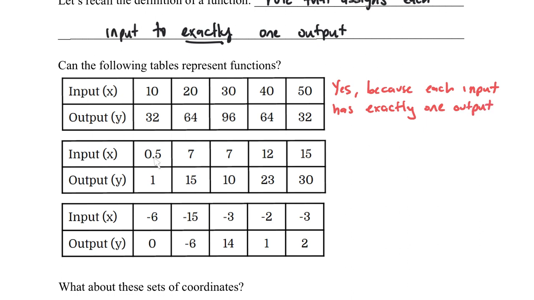In this next table, I notice that I've got two inputs of 7 with different outputs. So this situation right here causes this to not be a function. So this would be no, because some inputs have more than one output. That's not okay.